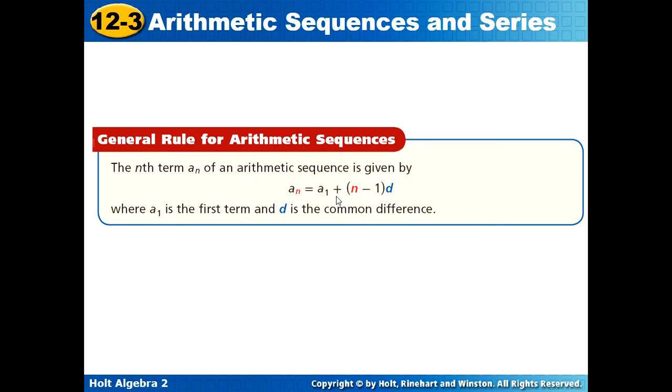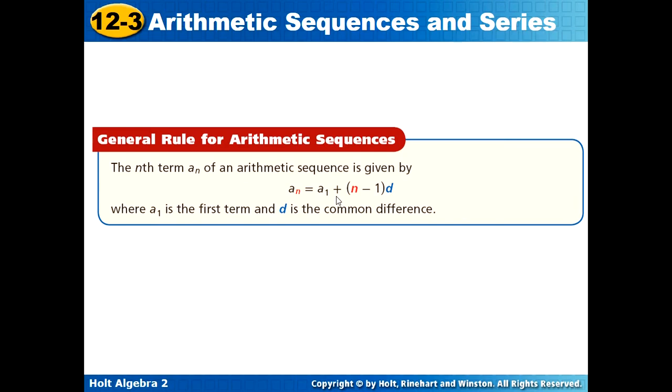So here's the rule for you. Here's the general rule for arithmetic sequences. Super, super important. The nth term, am I going too fast? Okay. The nth term of an arithmetic sequence is given by this equation right here. Super important to know, especially for the homework. And let me tell you what this equation is saying.